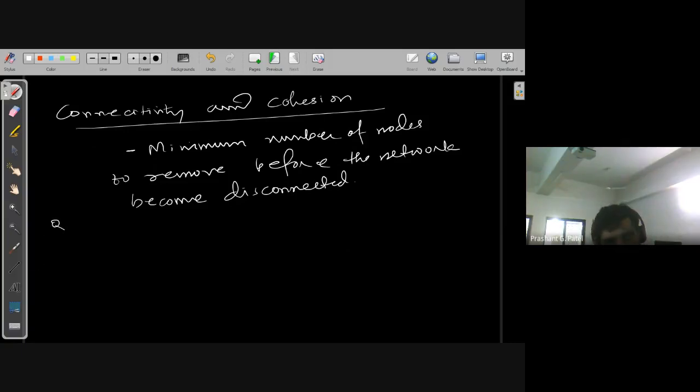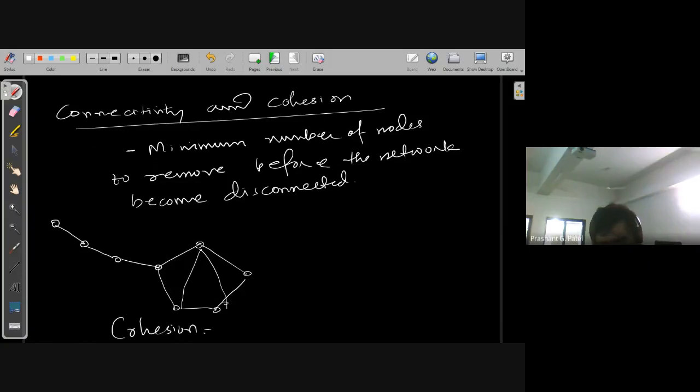For example, suppose this is the graph we have. What will be the cohesion here? Here cohesion is 1, because if I remove this vertex, or this vertex, then the graph will become disconnected. So that's why the cohesion is 1.